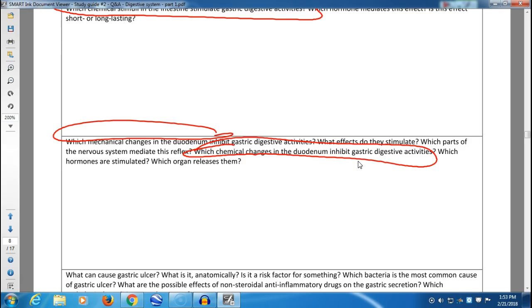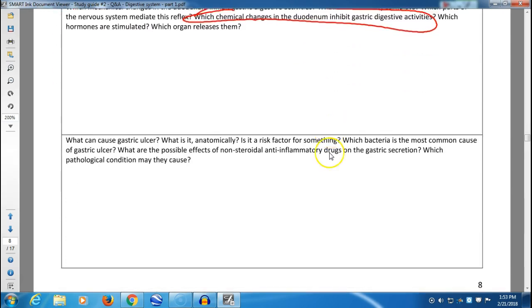Remember, when chyme enters the duodenum, which two hormones are released? CCK and secretin. CCK mostly will inhibit stomach from delivering more food. We're good?